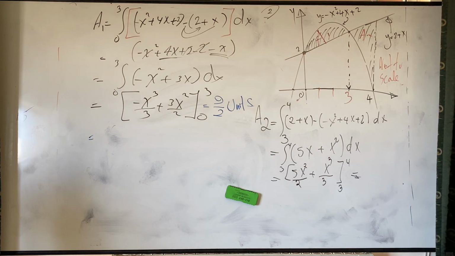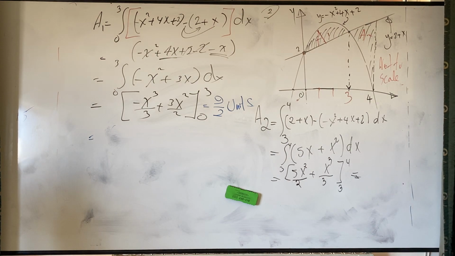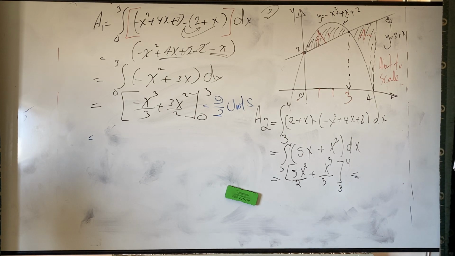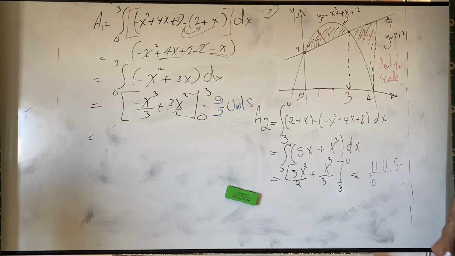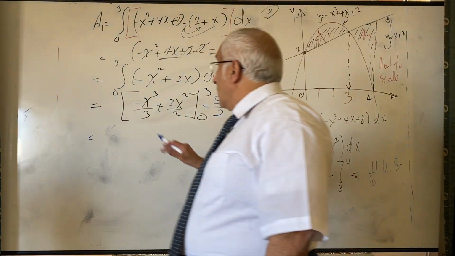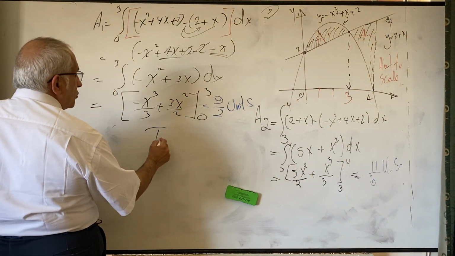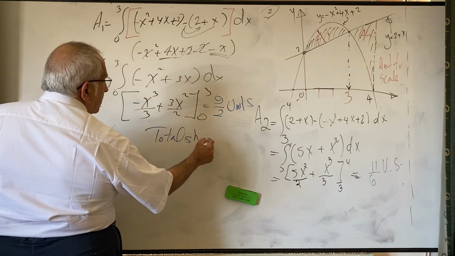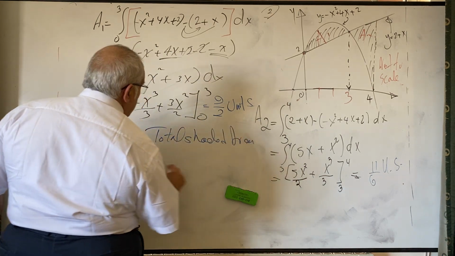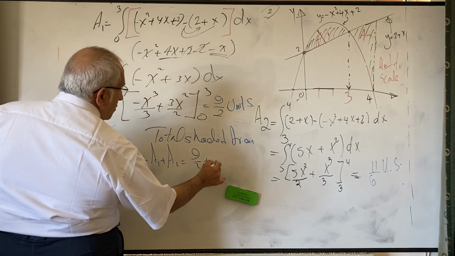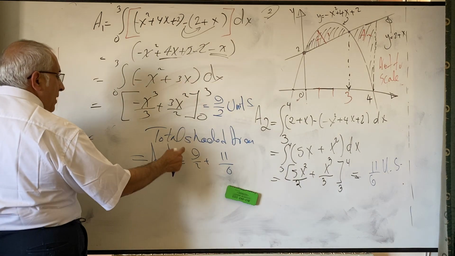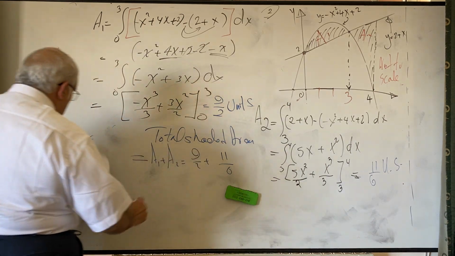All right. The answer for that, I did it yesterday night, and it is 11 over 6. So if I'm wrong, you can say that. But I hope I'm not wrong. So now the total shaded area for this and that is the first one plus the second one. 9 over 2 plus 11 over 6.